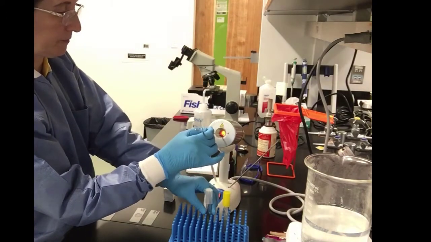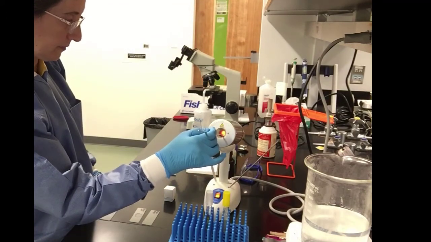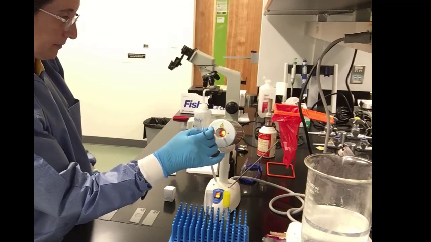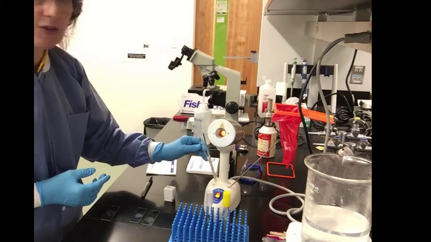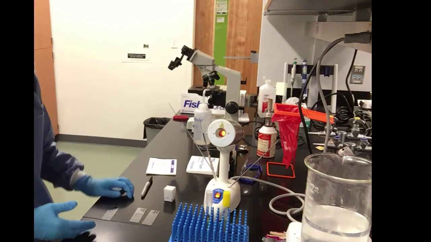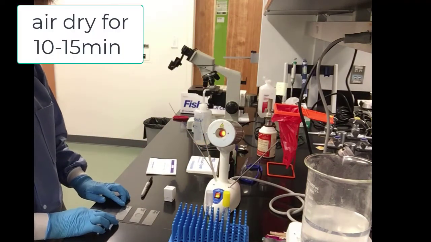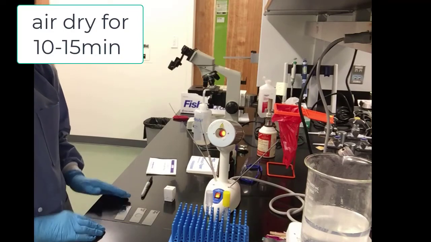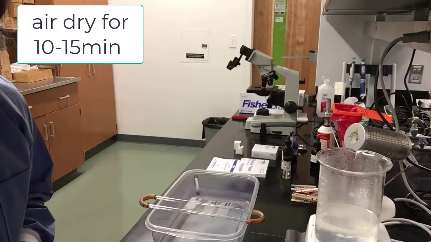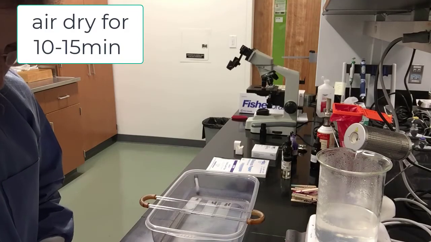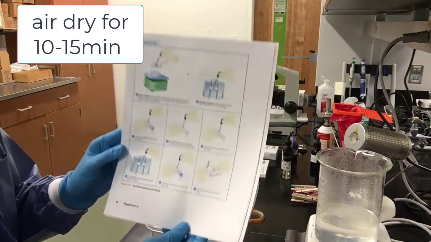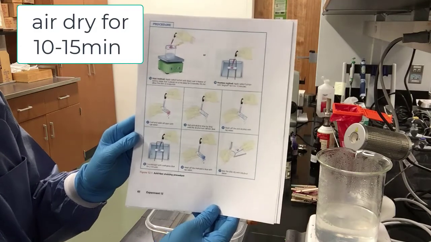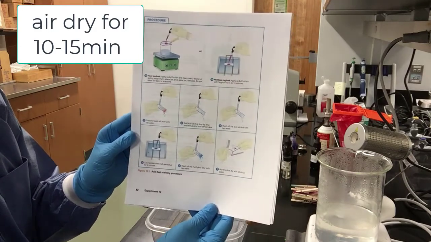We sterilize our loop. We're going to let them air dry for about 10-15 minutes, and then we will be back to continue our staining procedure. So we will let them air dry for about 10 to 15 minutes. We are back. 10-15 minutes have gone by. We have placed our slides onto the rack and we will follow the protocol in your lab manual.